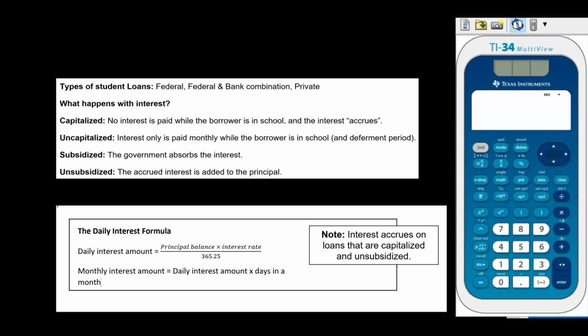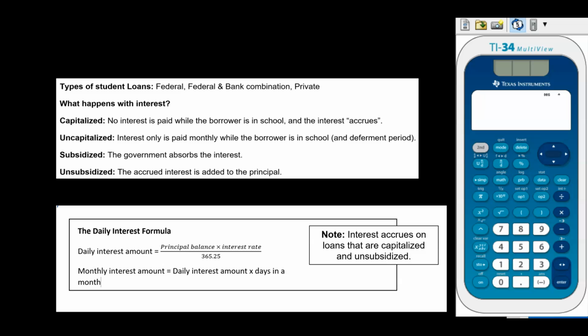In this video, I'm going to give an introduction on student loans, and then I'm going to do an example where we calculate student loan interest that accrues while a student is in school, the regular payment on a student loan, and then the total cost of a loan. So let's start by just going over the different types of student loans.